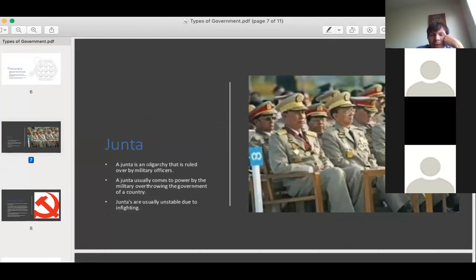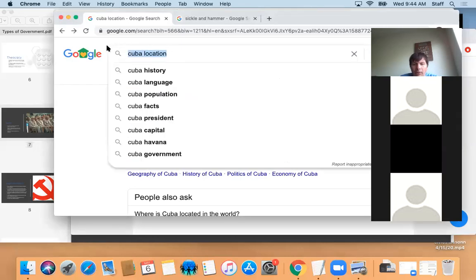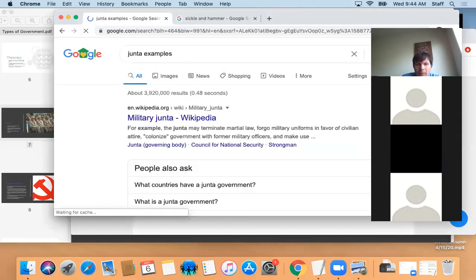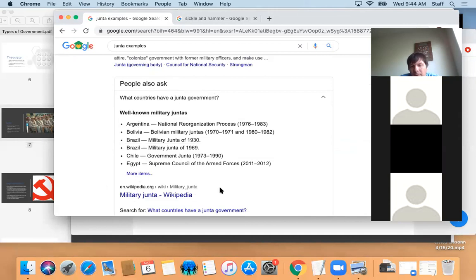Oh, okay. Whenever you search the examples, a real easy way to do it is this. I'm going to go to my Google. Can you see my Google? Yes. All right, so just put junta examples. Normally I would tell you not to use this stuff, but it is accurate. So here's a whole list. Notice that some of these aren't current. Juntas tend to get overthrown quite a bit, so you don't really see them a lot, but yeah, you could say Thailand. Burma or Myanmar is another example.